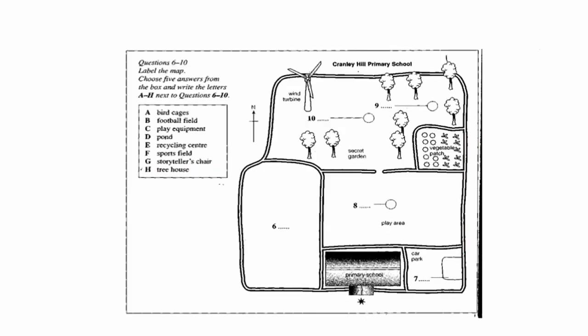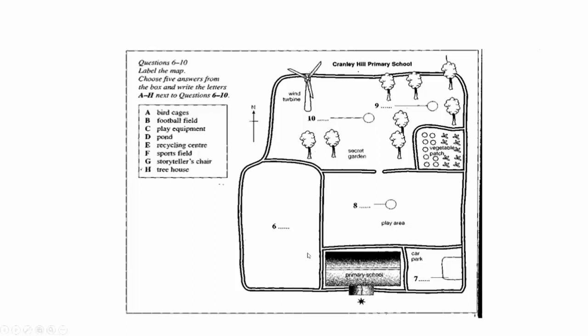So now we have some listening strategies. If we have this picture, the first step is to read the question carefully and try to understand the map or plan and its features. So first step here, we read the question, questions 6 to 10, label the map, choose 5 answers from the box and write the letters A to H next to questions 6 to 10.